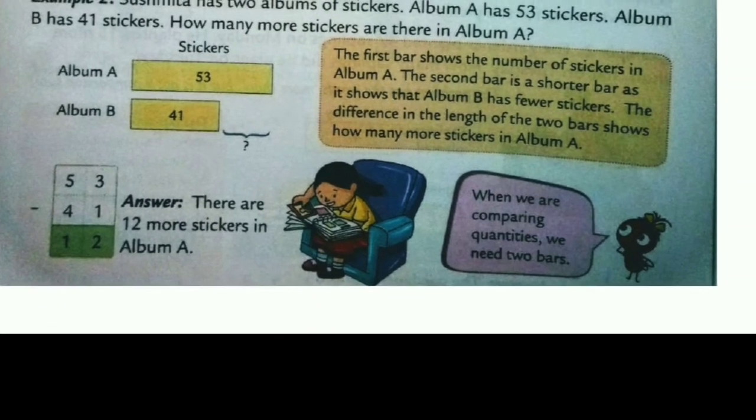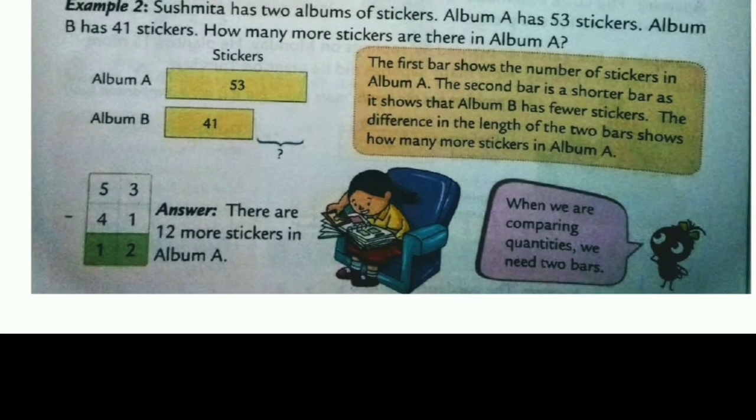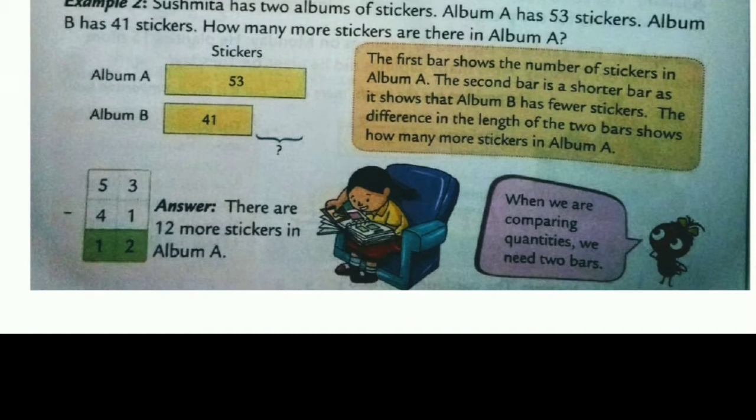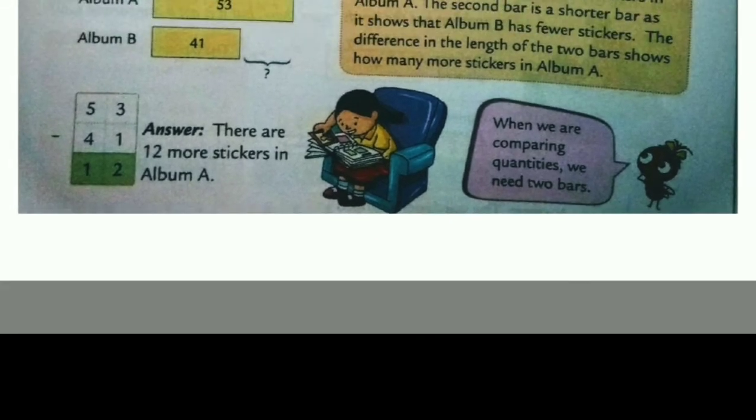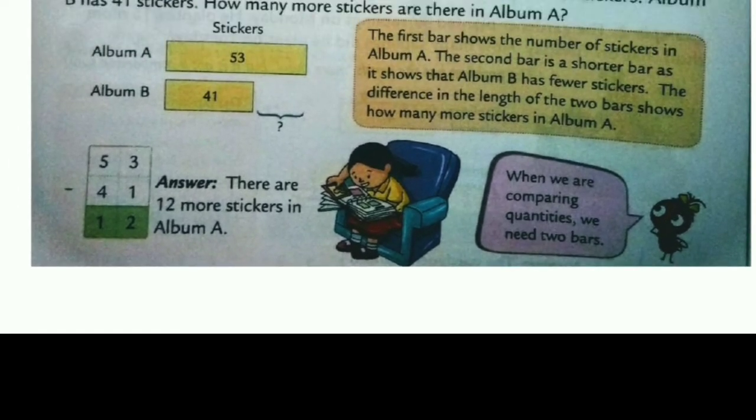Got it? For example, suppose you and your brother have chocolates. Your brother has 12 chocolates and you have 8 chocolates. So the question is how many more chocolates your brother has. So how will you find? 12 minus 8 is 4. Same question here. 53 minus 41 is 12 more stickers in album A. Got it?